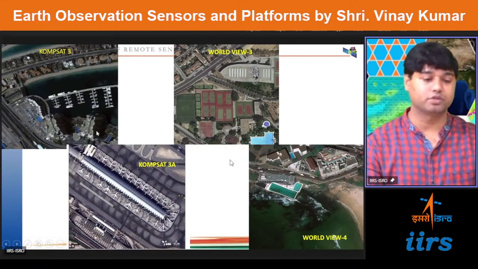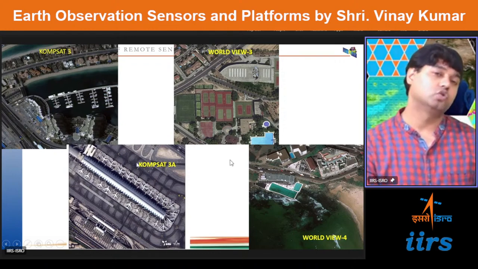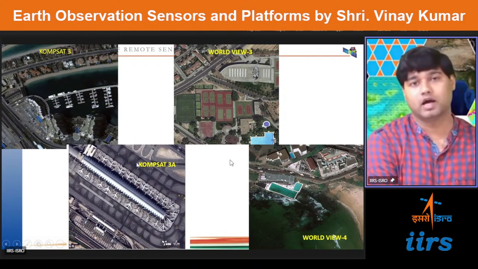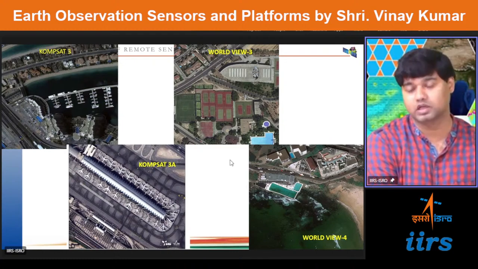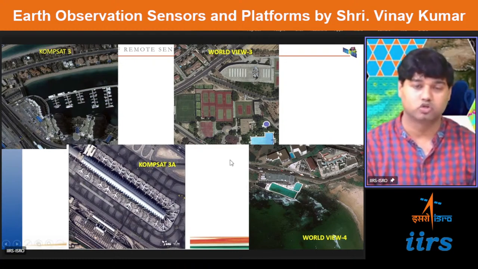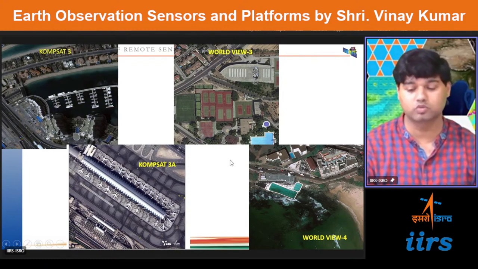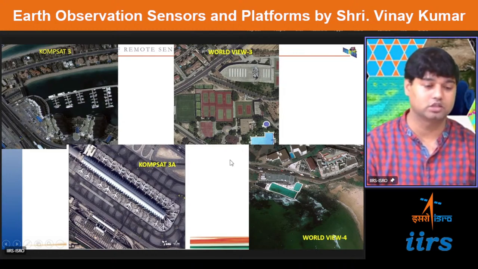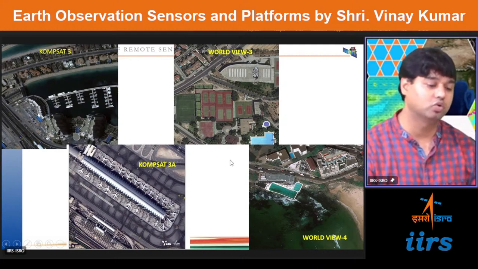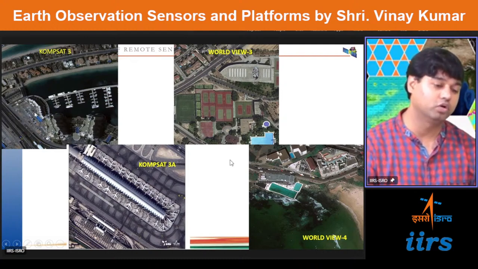Then this is the KompSat 3 and 3A image. So WorldView 3 and 4 is the highest spatial resolution provider from other countries, that is with 31 centimeter data. So here you can see the individual cars with different colors are also visible. In this also you can see with the data, and this KompSat 3 and 3A is also quite available with good spatial resolution, so you can see the detailed features.